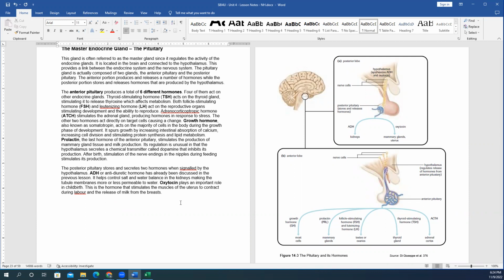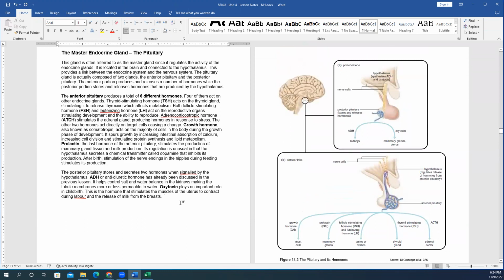And we also discussed this. This is the hormone that stimulates the muscles of the uterus to contract during labor. And it also acts on the mammary glands to produce milk, release of milk from the breasts.